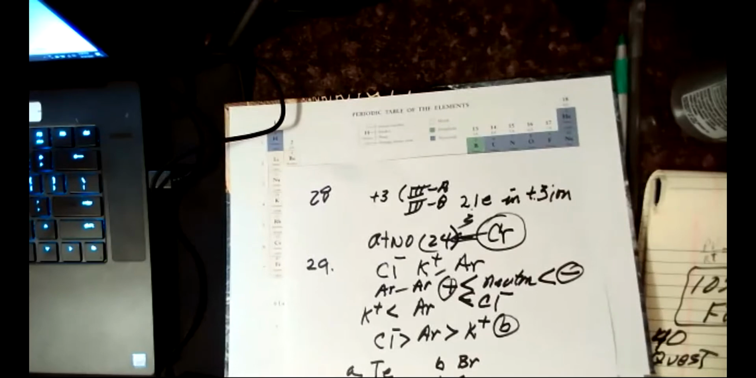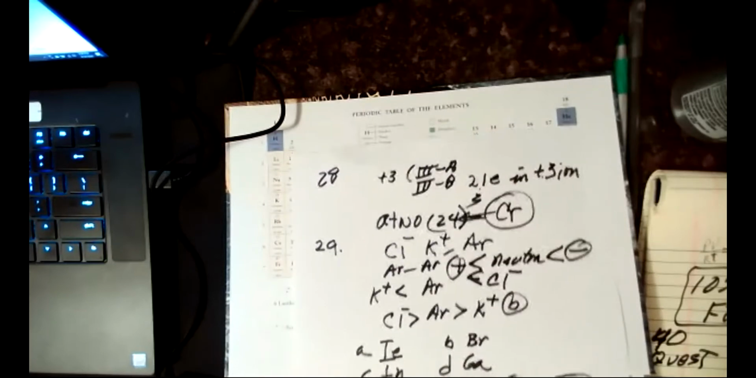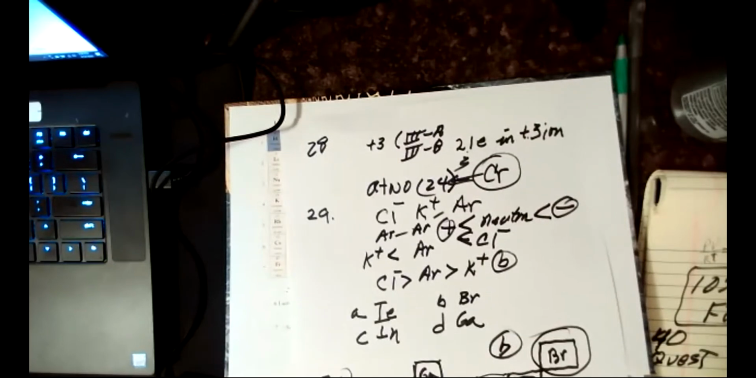And number 31, that's 30. Number 31, rank the following in order, decreasing, increasing electron something or other.